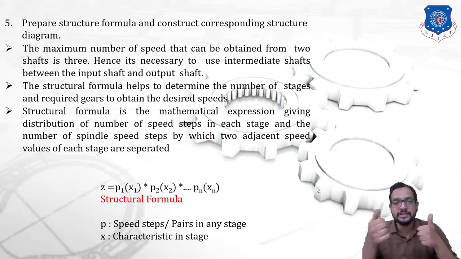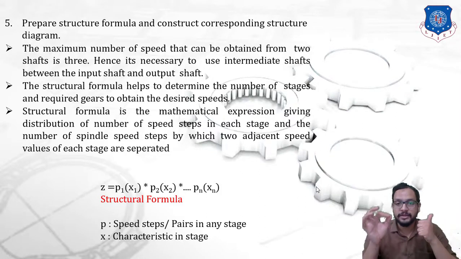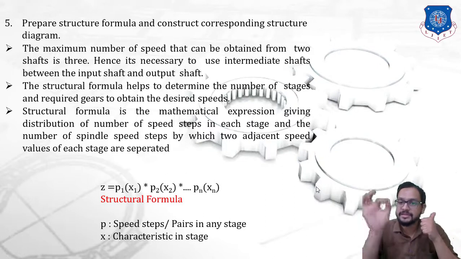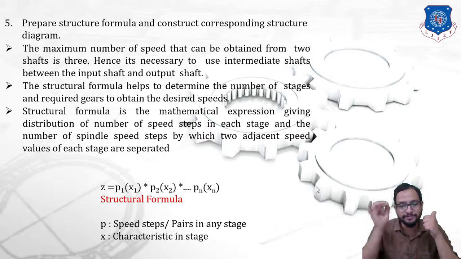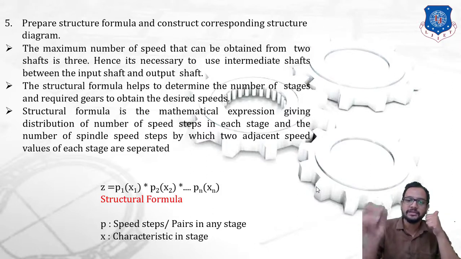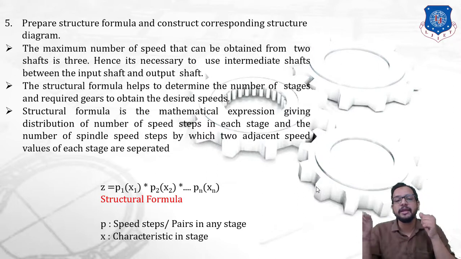Remember, the first is it is giving a distribution of number of speed steps in each stage, that is indicating P1 is the number of speed steps available in stage 1, P2 is the number of speed steps available in stage 2, P3 is the number of speed steps available in stage 3. Now along with that it also indicates something else. So there are x1, x2, x3. You can see on your screen I have written a structural formula. Z is equal to P1 raised to x1 into P2 raised to x2 up to Pn raised to xn.